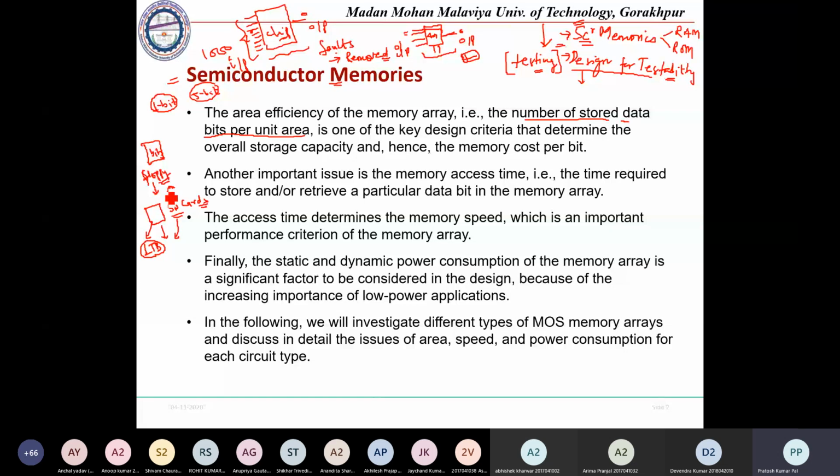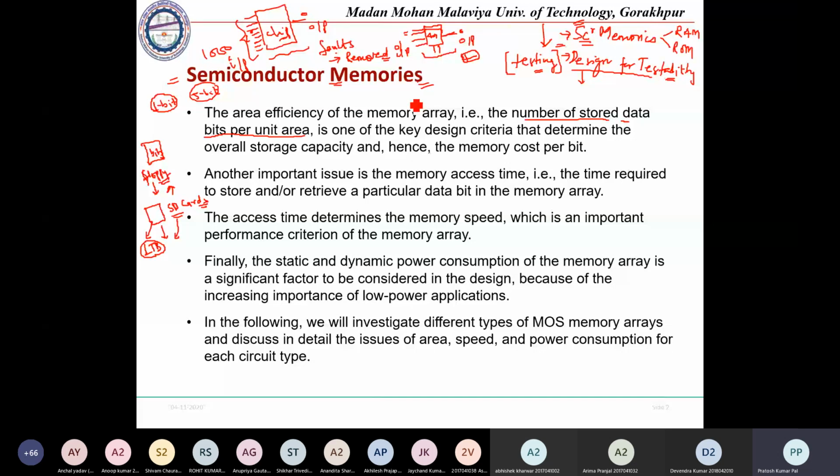So in this unit, we will basically be seeing the basic structures of semiconductor memories: how a 1 bit memory can be designed, and how 1 bit memories can be combined to form larger bit memories. Okay, so that we will be seeing here.